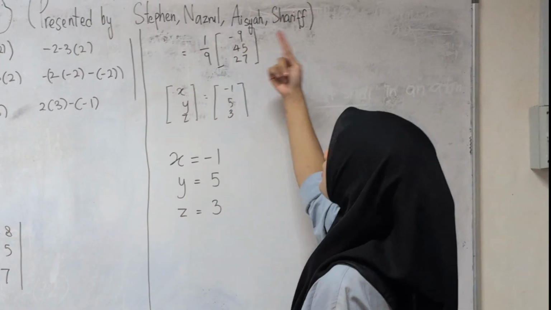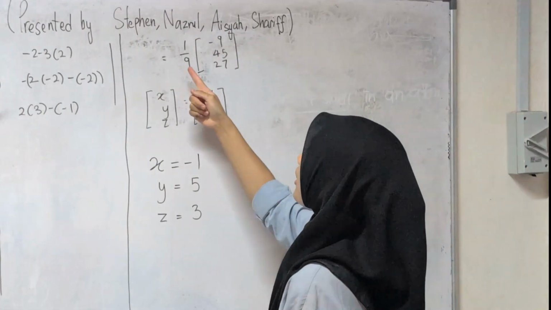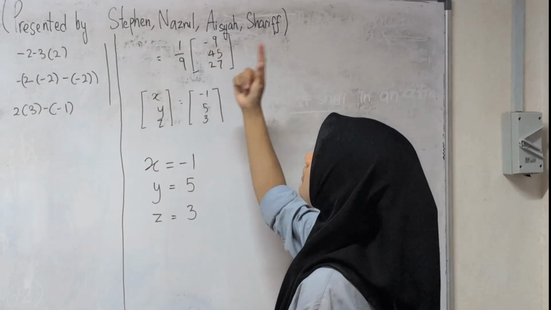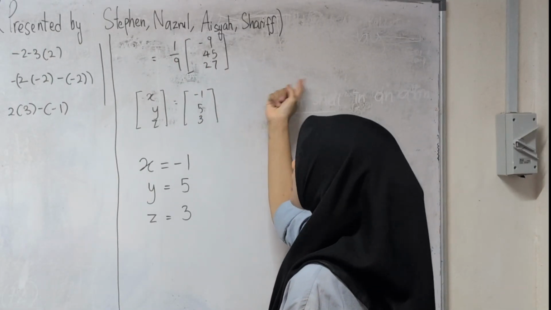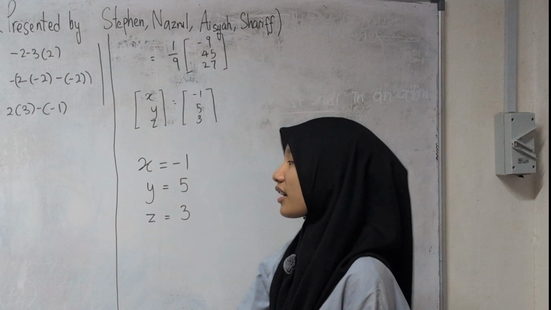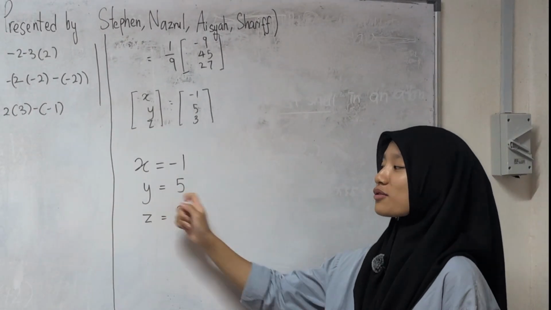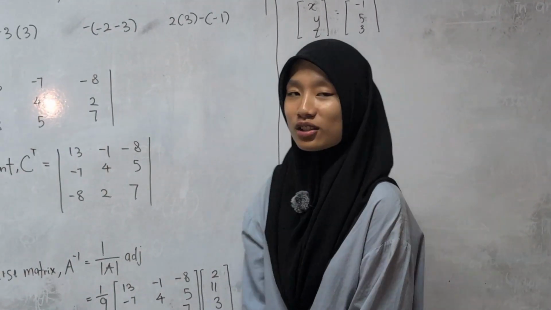1 over 9 in the bracket, -9, 45, 27. Then 1 over 9 times -9, you get -1. 1 over 9 times 45, you get 5. 1 over 9 times 27, you get 3. So that's our final answer: X equals -1, Y equals 5, Z equals 3. Simple as that. Thank you.